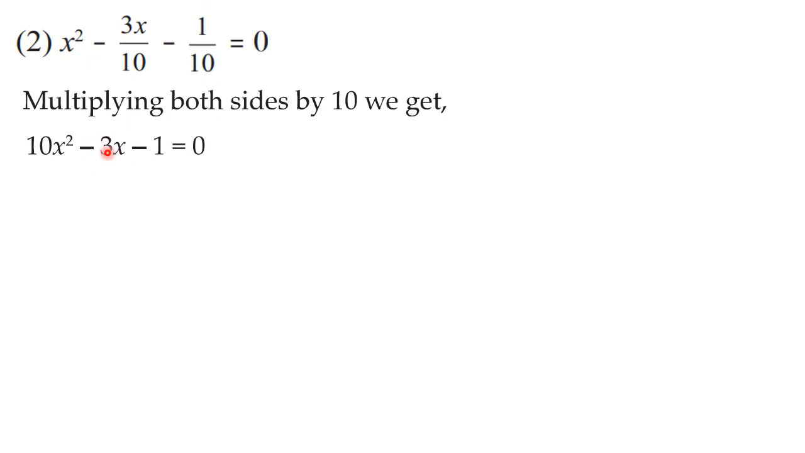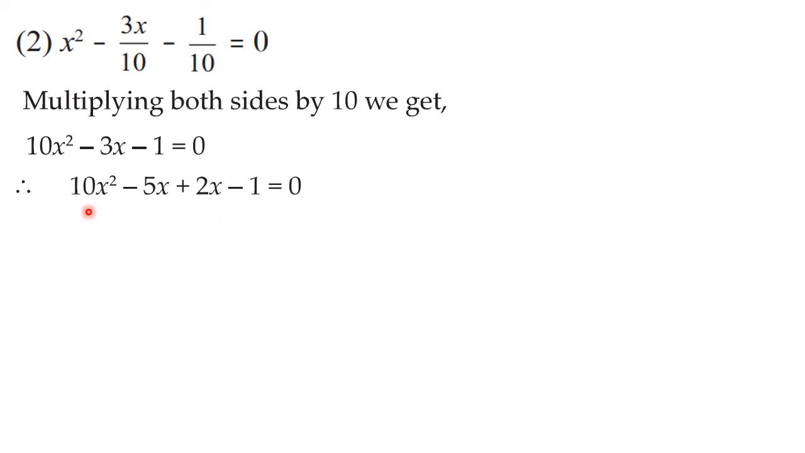So this middle term we will split as minus 5x plus 2x. Okay, see, the first term 10x square is written as it is. Minus 3x is split as minus 5x plus 2x, and then minus 1 as it is. And don't forget to write down equal to 0. It's an equation, so you need to have the equal to sign.